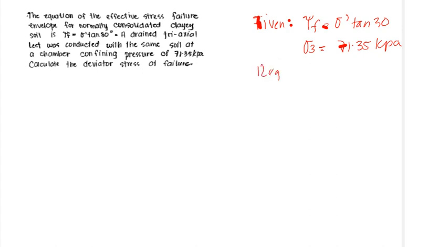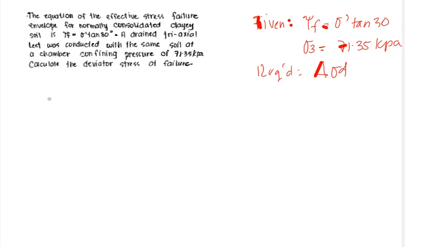So yung ikakalculate natin dito is yung deviator stress at failure. Yung given natin, yung tau, yung shear failure natin, that is equal to sigma prime tangent of 30 degrees, and we have the confining pressure, yung chamber confining pressure natin na sigma 3, that is equal to 71.35 kPa. So yung hinahanap natin is our deviator stress, yung ating delta sigma D.